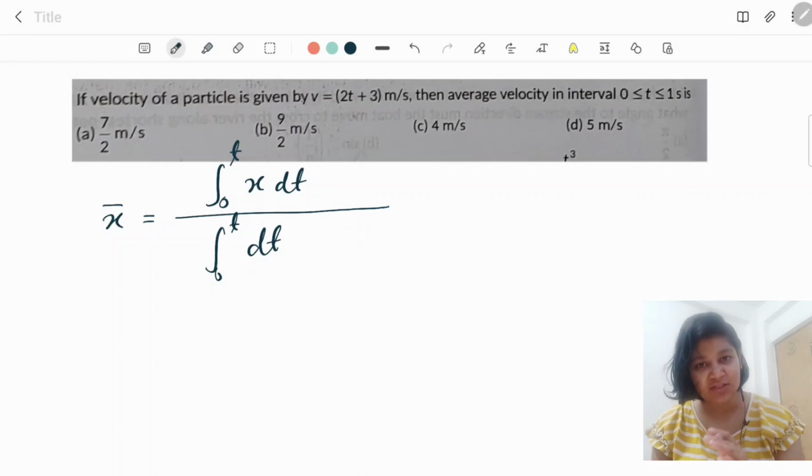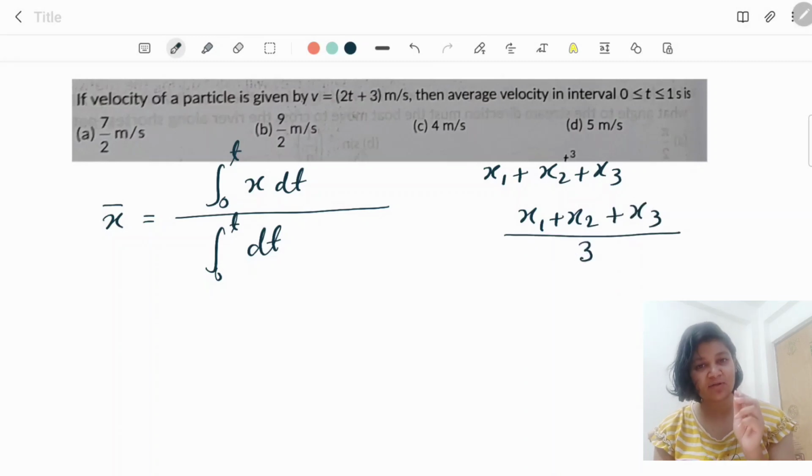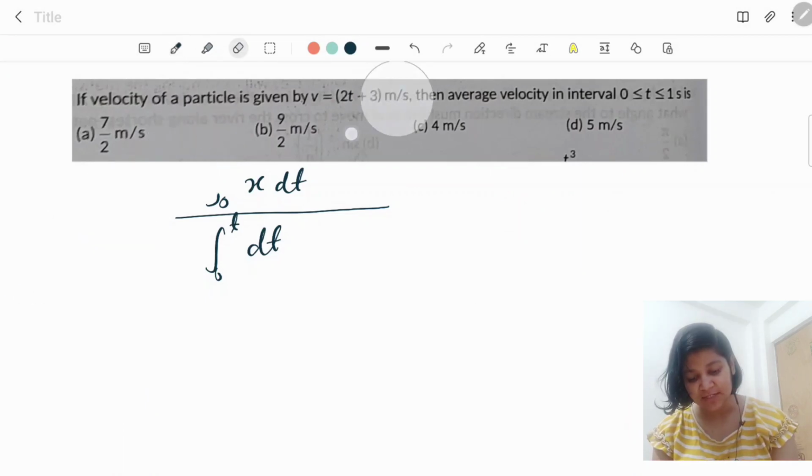Now I'll try to draw the analogy. Suppose we are given values x1, x2, x3 and we want to take an average of the values. What are we going to do? Usually what we do is we take a sum of the quantities and then divide it by the number of times we have taken the measurement. So we are going to write it like this.